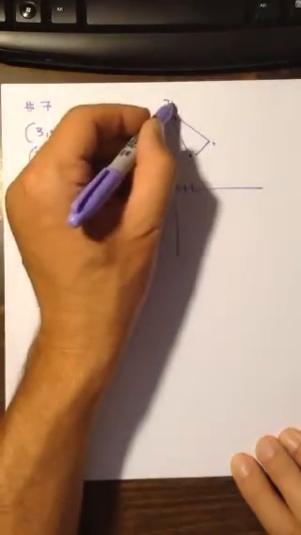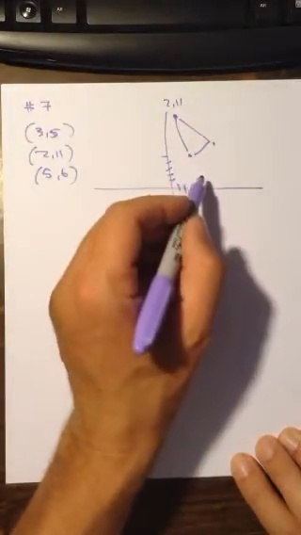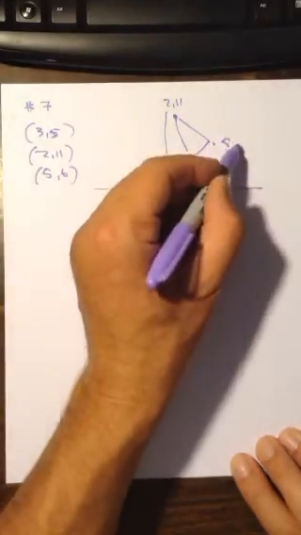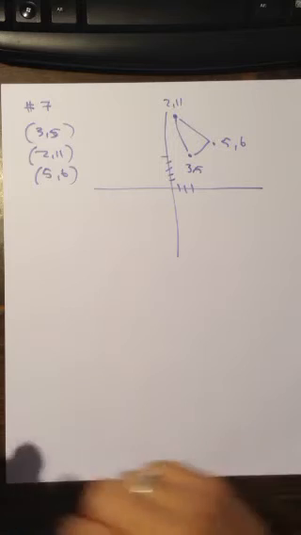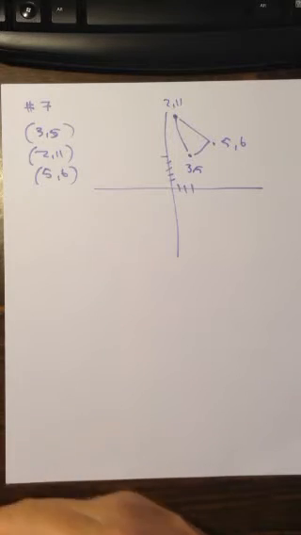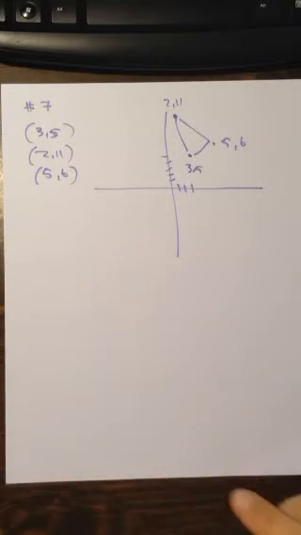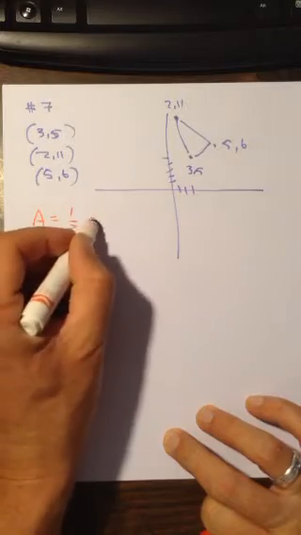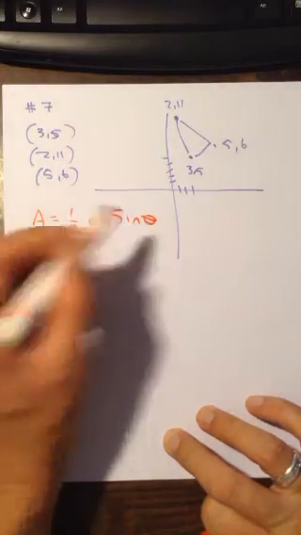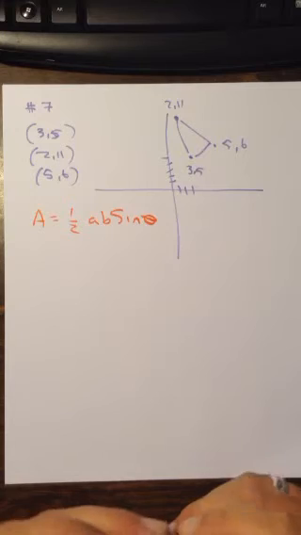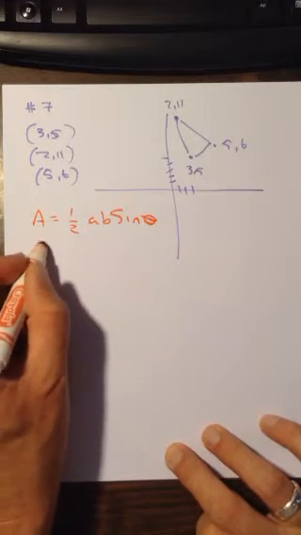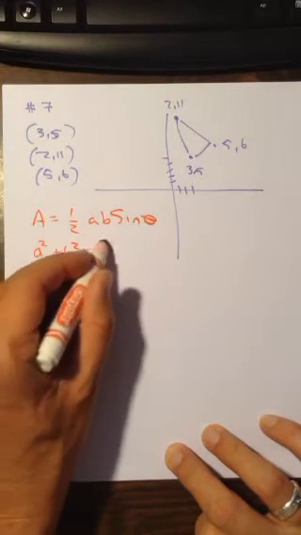Okay? So let's see here. (2, 11). (3, 5). And (5, 6). Now, the tricky part here is I'm going to give you a rule. The rule is going to be area equals 1/2 AB sine of theta. And that looks kind of scary at first, but it's just a rule. The other thing I want to remember is the Pythagorean theorem: A squared plus B squared equals C squared.